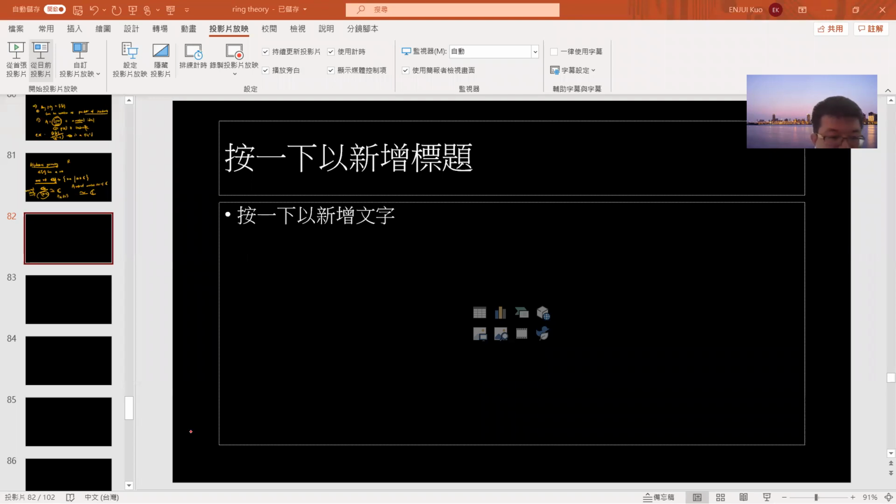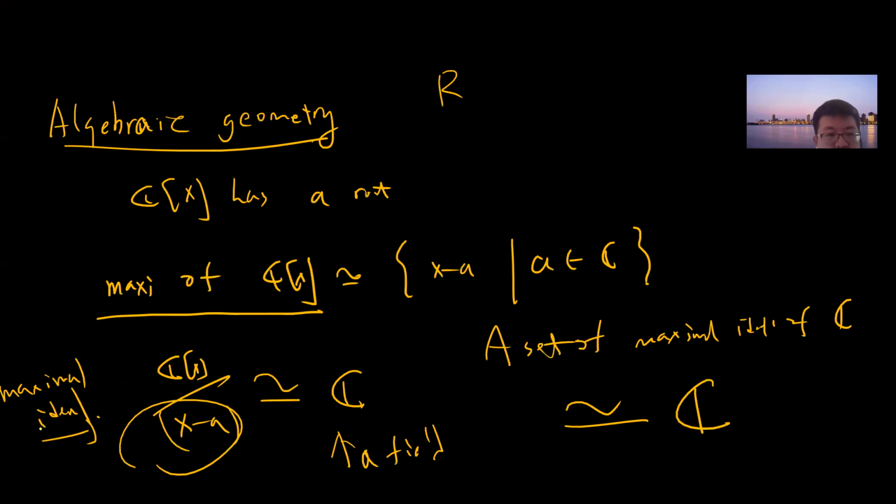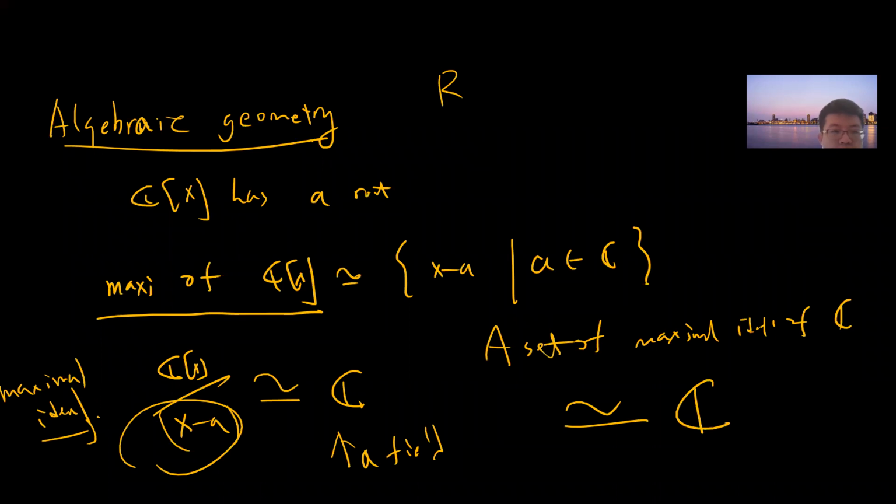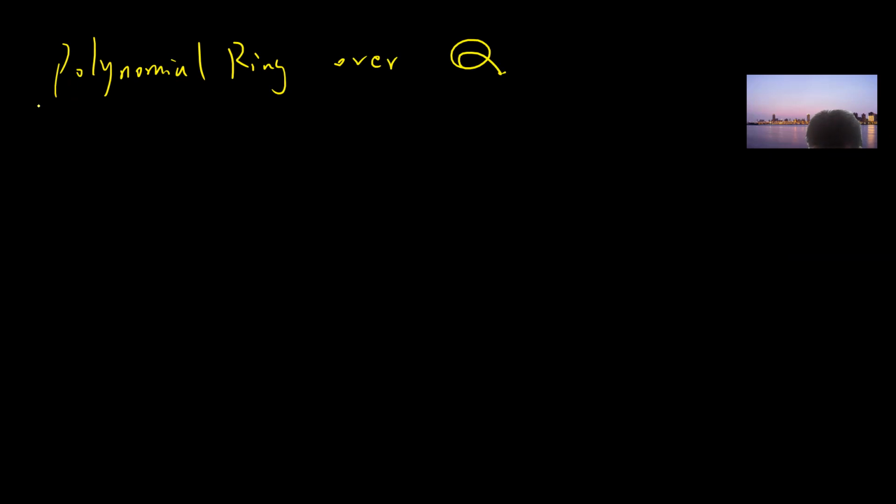Hey, welcome guys. So in this video, let's talk about a special polynomial ring. Previously we already talked about polynomial rings over a general field. In this video, let's talk about a polynomial ring over the rationals. We will prove two lemmas: one is Gauss's Lemma, and one is the Eisenstein Criterion.